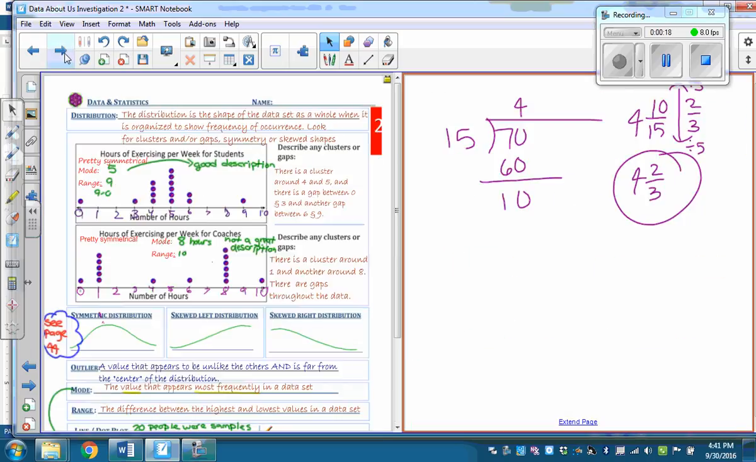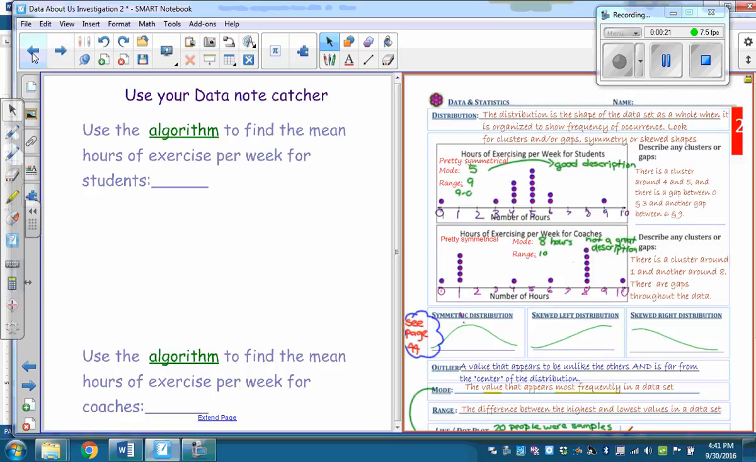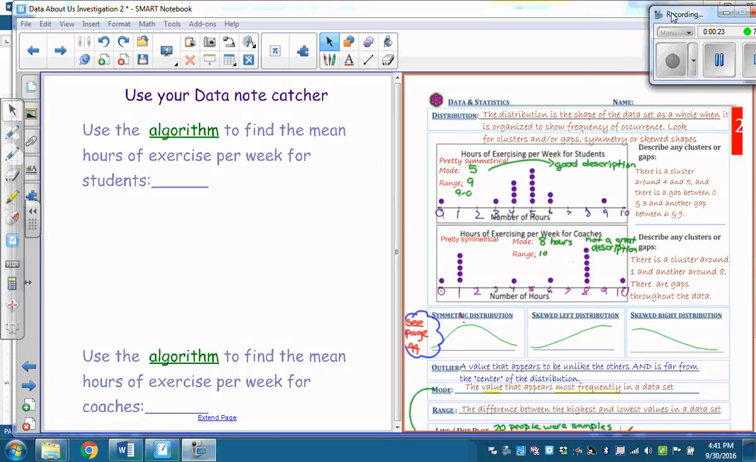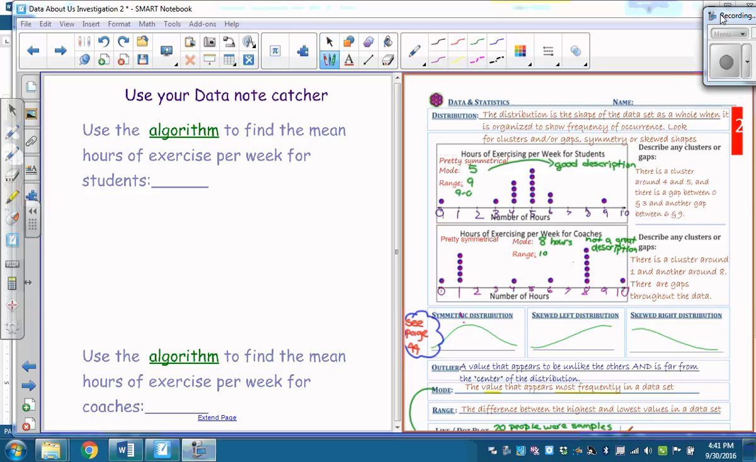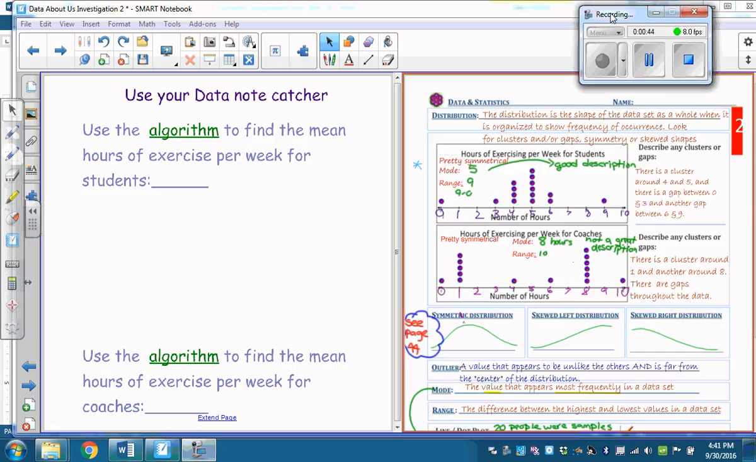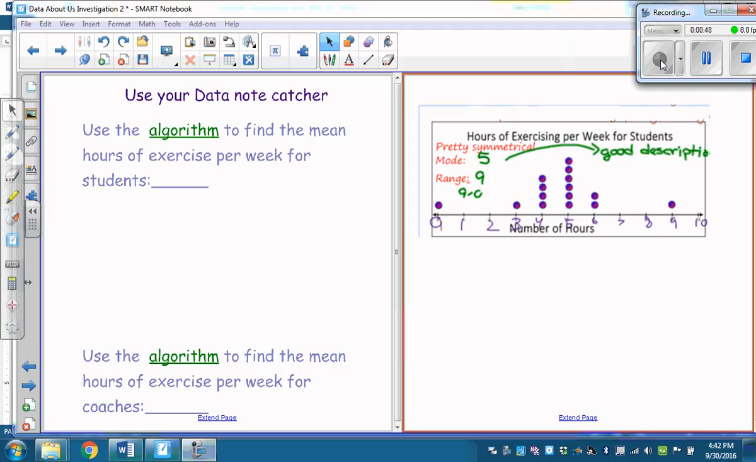We opened up our data node catcher, which is on the right-hand side here, and we looked at the chart for hours of exercising per week for students. And I'm going to enlarge this picture, pause the video and enlarge this picture. But I wanted to make sure that you know that it came from your node catcher. Okay, so now we have the picture blown up.